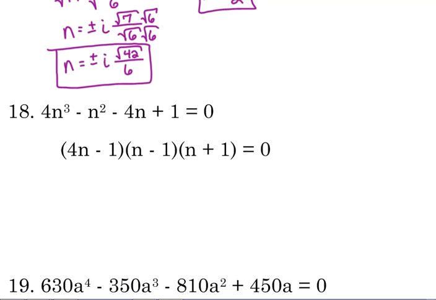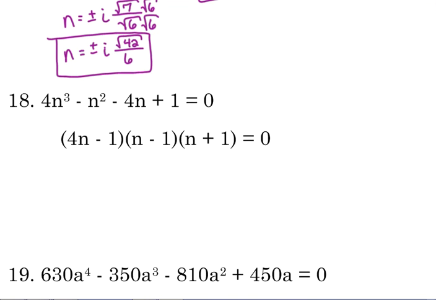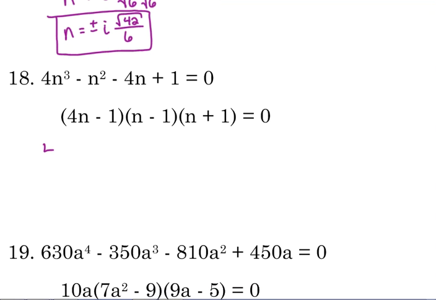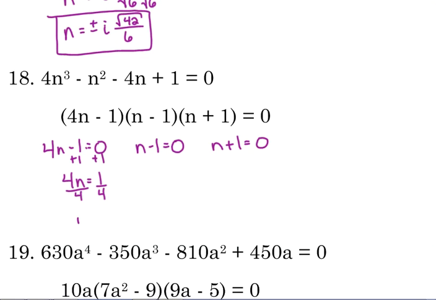Okay, let's look at 18. 18 was also factoring by grouping, but remember this one factored further because we had the difference of perfect squares. So this time, 4n minus 1 is equal to 0, n minus 1 is equal to 0, n plus 1 is equal to 0. So 4n is equal to 1, n is equal to 1/4. Add 1, n is equal to 1, subtract 1, n is equal to -1.